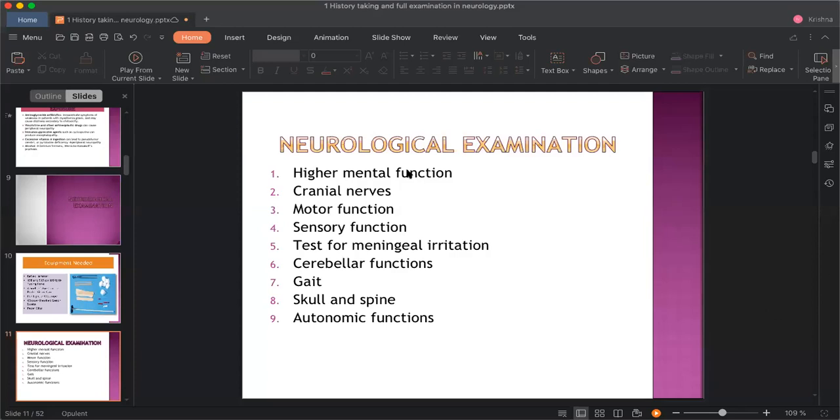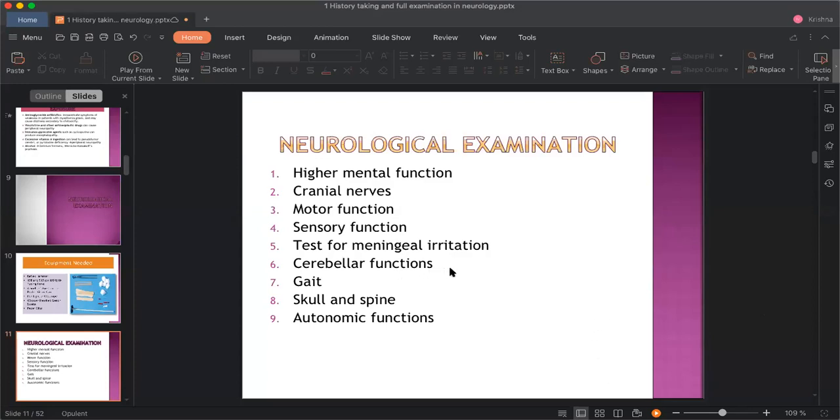The first thing is higher mental function. Second, cranial nerve. Third, motor function or motor system examination. Fourth is sensory function or sensory system examination. Fifth is a test for meningeal irritation.